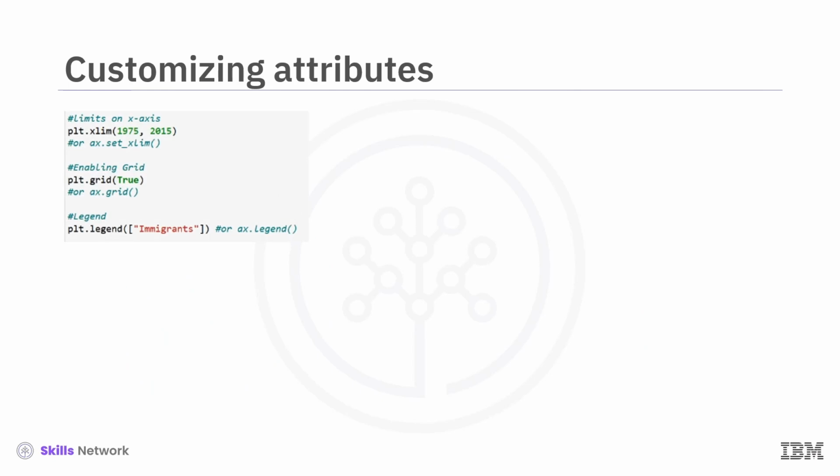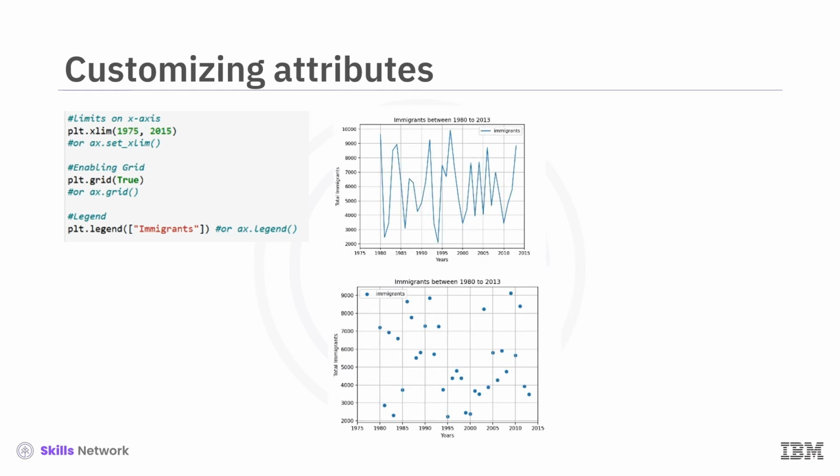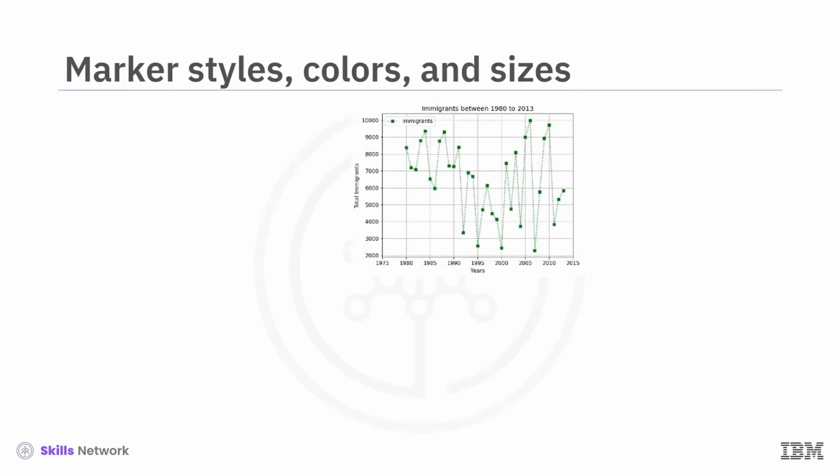Now, using xlim and ylim functions, you can set the limits on the x and y axis. To improve the readability, you can enable grid lines with the grid function and pass it True, like ax.grid, True. The legend function will include the legend in your plot. Notice that the x-axis now starts with 1975 and ends with 2015, and now it shows the grid at the background of the plot. There are various options available to customize the plot.